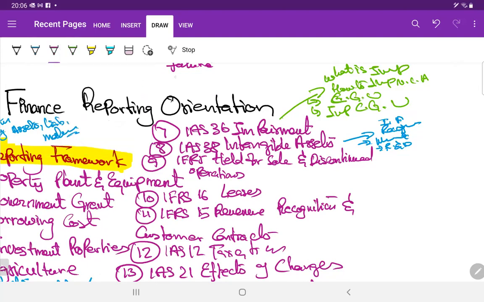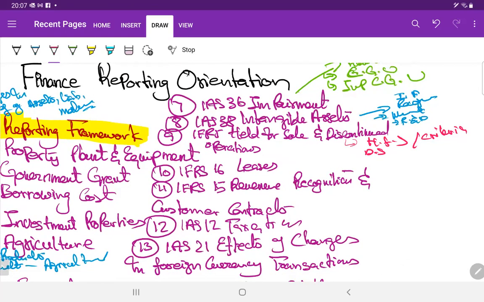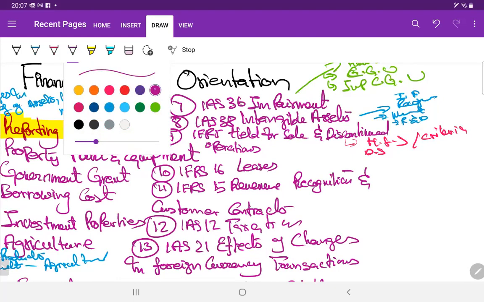Then IFRS 5, Held for Sale and Discontinued Operations. We will look at what are held for sale assets, what are discontinued operations, and what are the criteria to recognize held for sale assets. Then we will have IFRS 16 Leases. So far, so good, very easy.